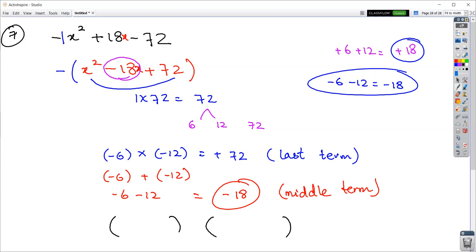The last step is to write them down in bracket form, which is (x )(x ). But remember, we have this negative sign outside the bracket, which will continue. We write down this negative sign and the two brackets. The numbers that we have are minus 6 and minus 12. So this is quadratic factorization, type 1. In my later videos, I'm going to explain how you do the quadratic factorization if the x² coefficient is not 1, but could be any other number.